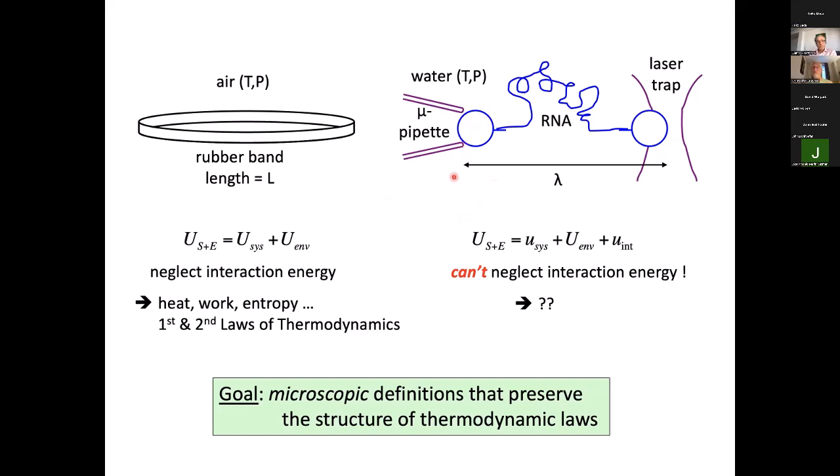Okay, if I now write down the internal energy of this little universe, that's going to be composed of a term for the system of interest, U-sys. Think of this as the Hamiltonian that describes the bare internal energy of all the atoms that make up the RNA molecule and the two beads to which it's attached.